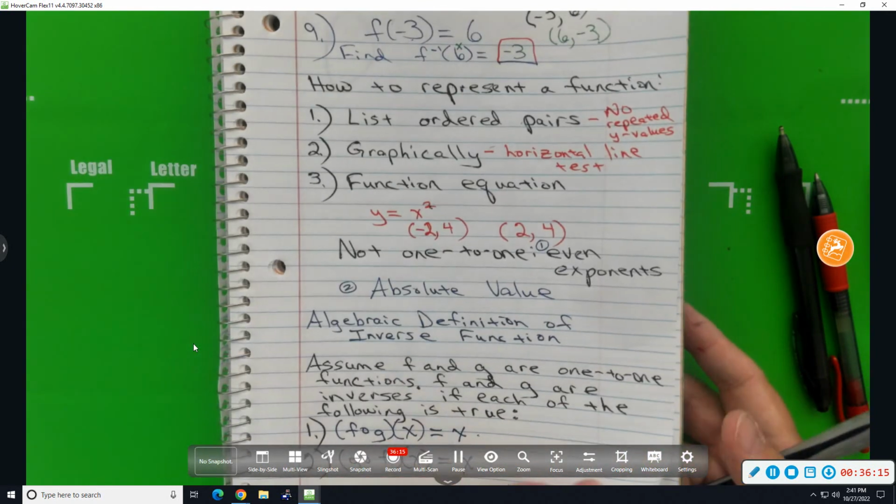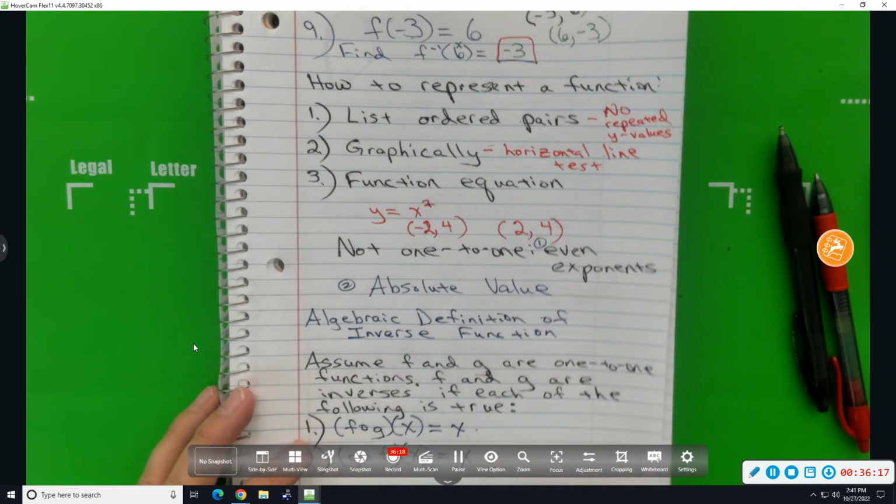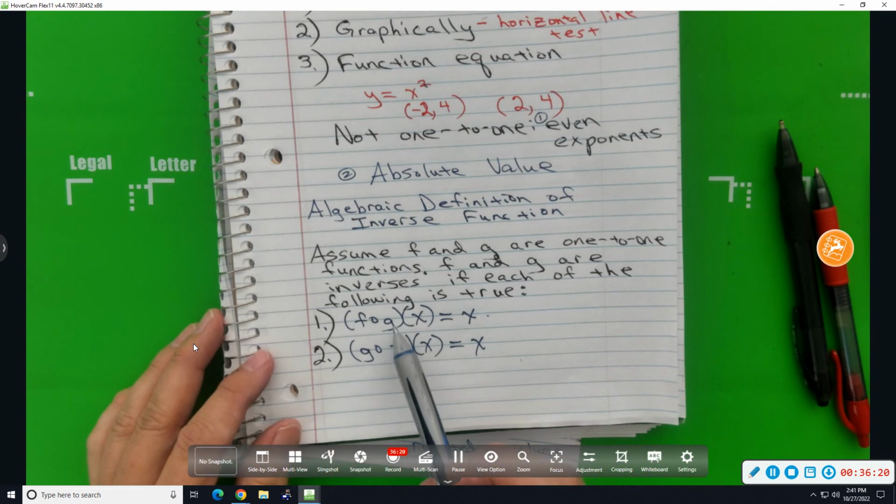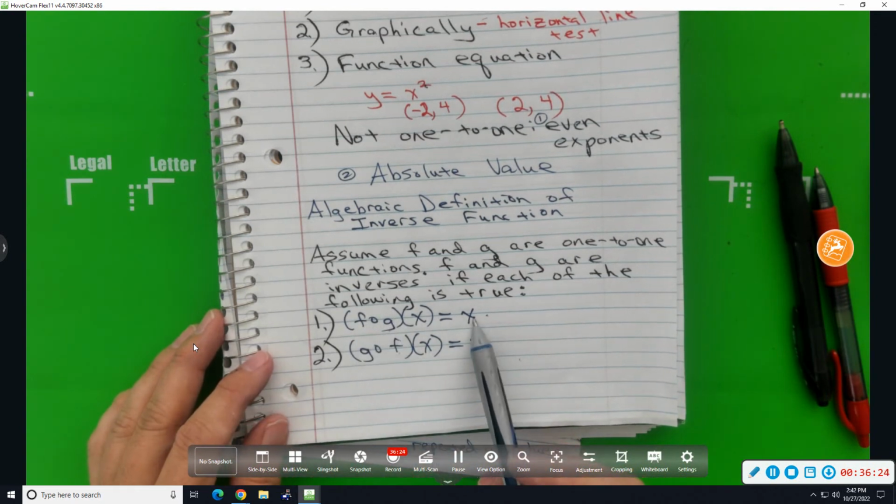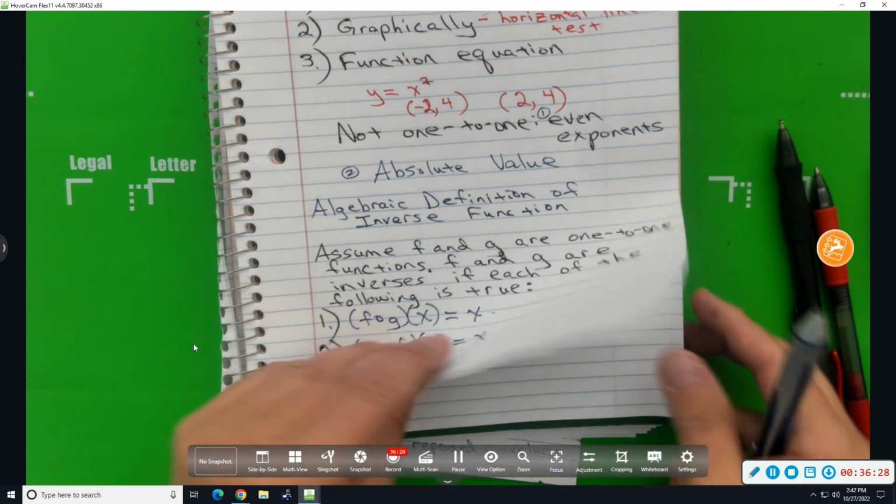And what this definition is saying is, if you perform the two functions in either order, and you always end up where you start, then those functions are inverses.